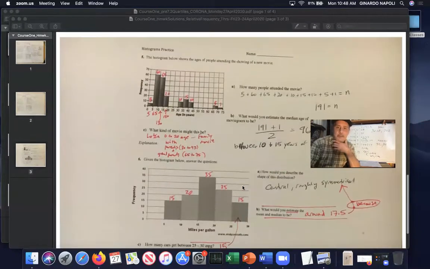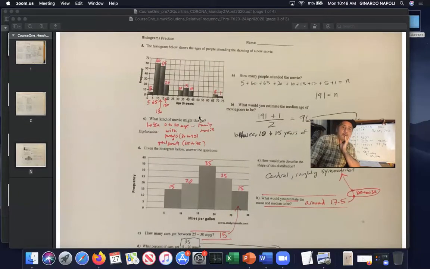Okay, and then down here, these last couple questions. So if you look at this table, this represents people who were attending a new movie, and notice that there's a whole lot of people between 0 and 20 in age. There's much less between 30 and 45, and there's a few between 65 and 75. So to me, I look at this, I see youngsters like y'all, I see parents, and then I see grandparents. So that's what that looks like to me. So that's why I said that for question letter E.